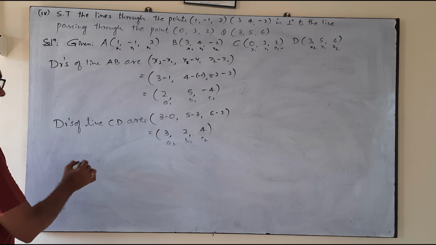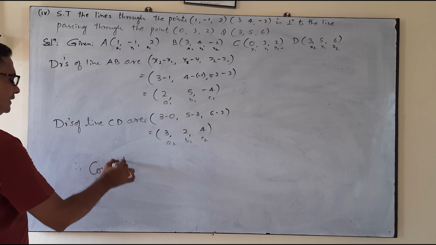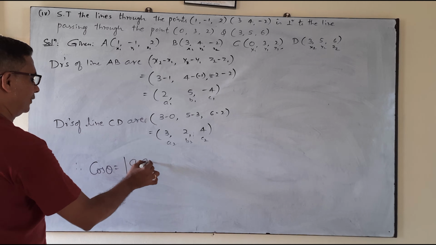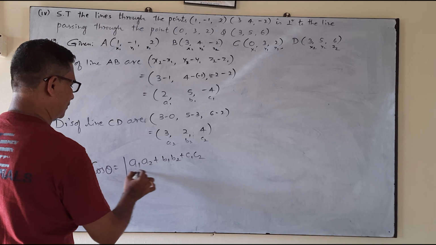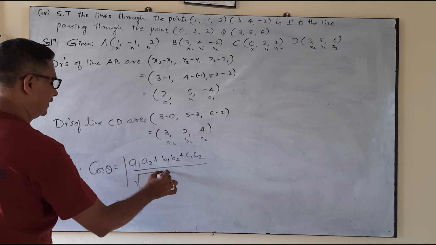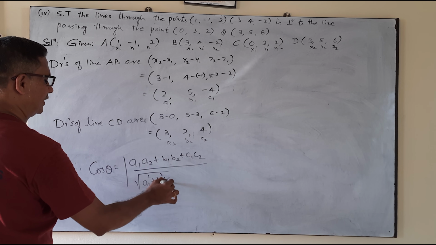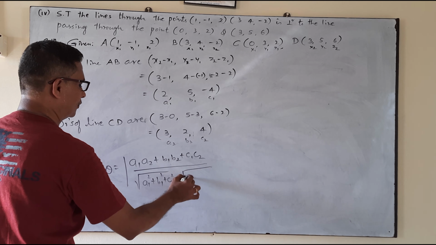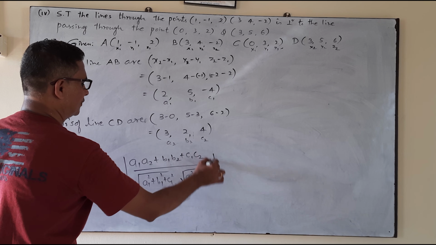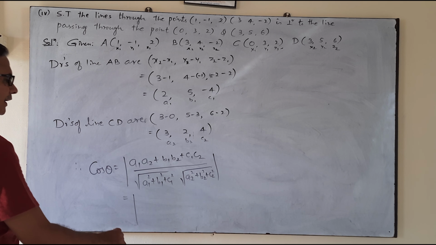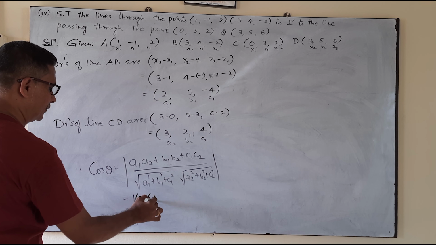Therefore, you know the angle between the lines formula: cos theta is equal to modulus of a1 a2 plus b1 b2 plus c1 c2 divided by under root of a1 square plus b1 square plus c1 square into root of a2 square plus b2 square plus c2 square. Substituting the values: a1 is 2, a2 is 3.